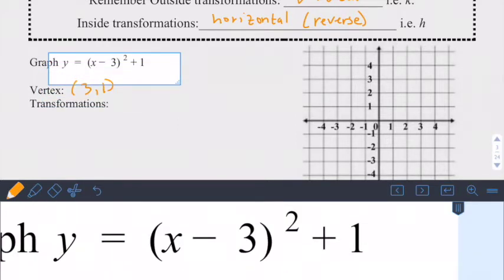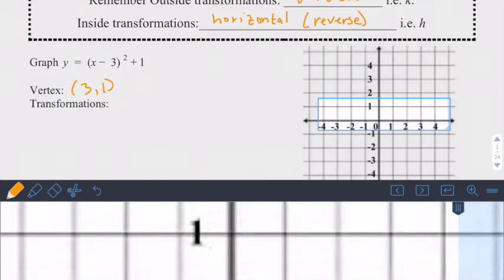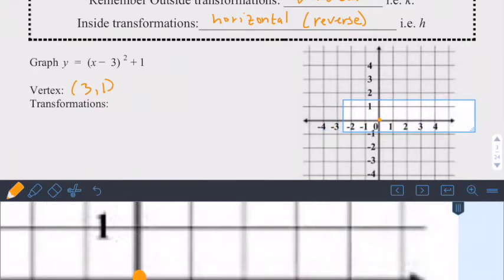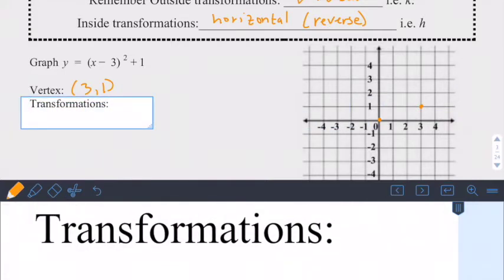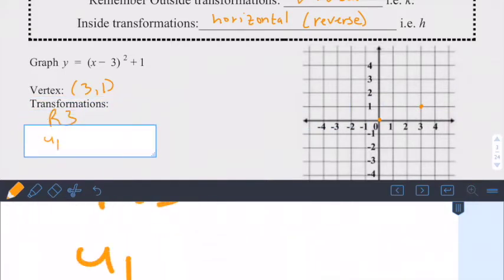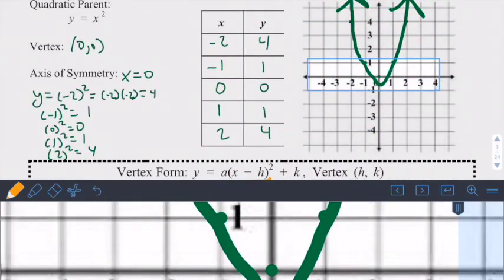Right? Because we would go right 3, up 1. That's all from the last chapter. So if I go right 3 from my origin, 1, 2, 3, up 1, here's my first point. And then everything else is the same from my parent function.